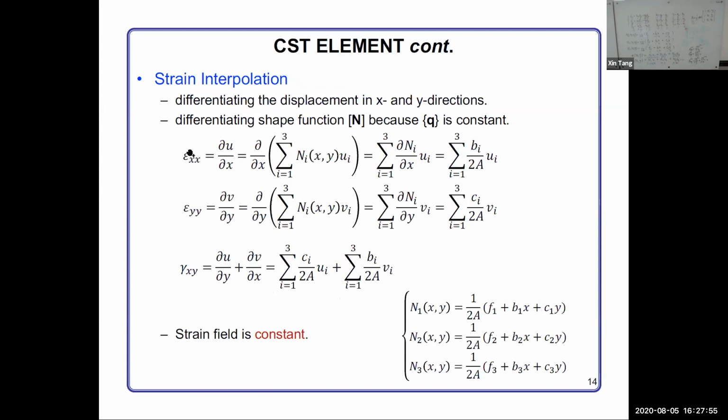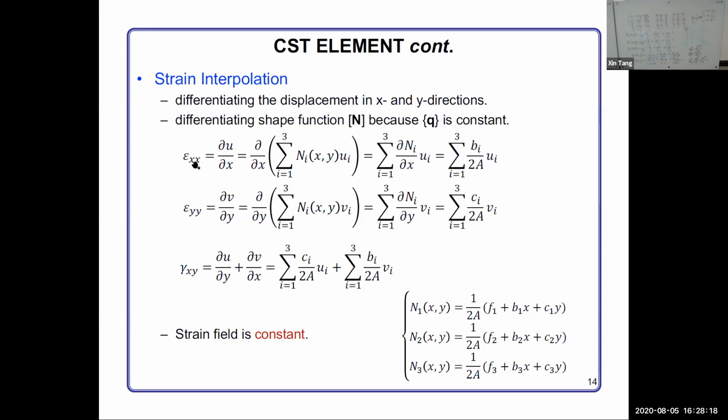These three strains are the normal strain, epsilon XX, around the X direction, the normal Y strain, epsilon YY, and the in-plane shear strain, gamma XY. All the components involving Z are equal to 0 because these are all 2D conditions.